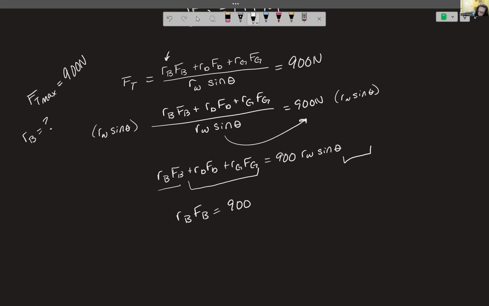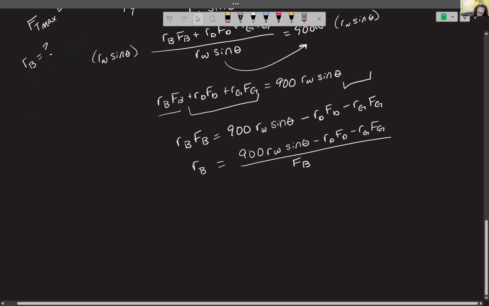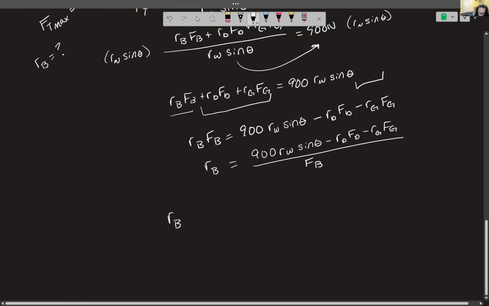So that is going to be 900 RW sine theta minus RB FB. Nope, that's a minus RG FG. And then I need to divide by the weight of my bear. So this equation will be RB equals 900 RW sine theta minus RG FG, divided by FB. Now I'm going to solve for RB, right? So this is 900. How far out was my wire?